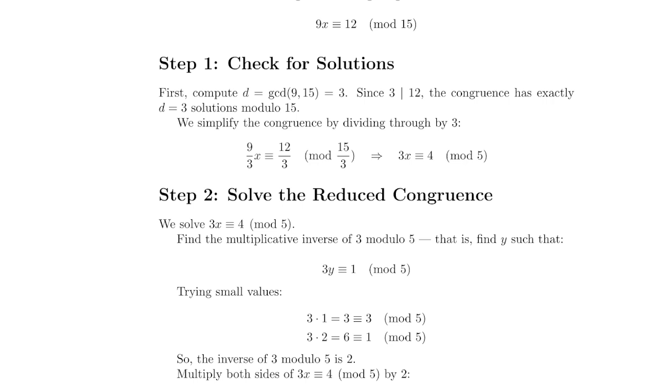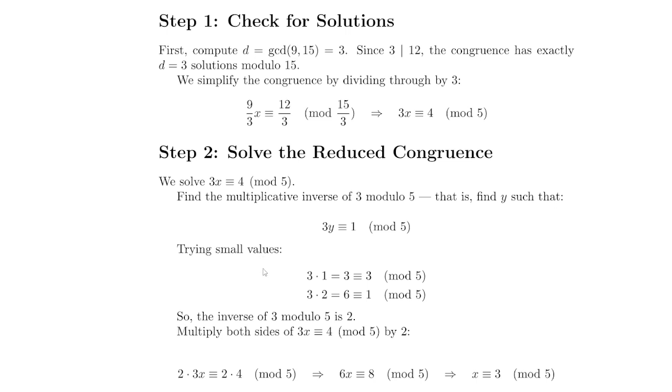We first need to solve 3y congruent to 1 modulo 5, because that's going to be the multiplicative inverse of 3 modulo 5. So we can just use brute force by picking different values. If we pick y equals 1, we see that 3 times 1 is congruent to 3 mod 5. That doesn't work. But 3 times 2 does, because 3 times 2 is equal to 6, which is congruent to 1 mod 5.